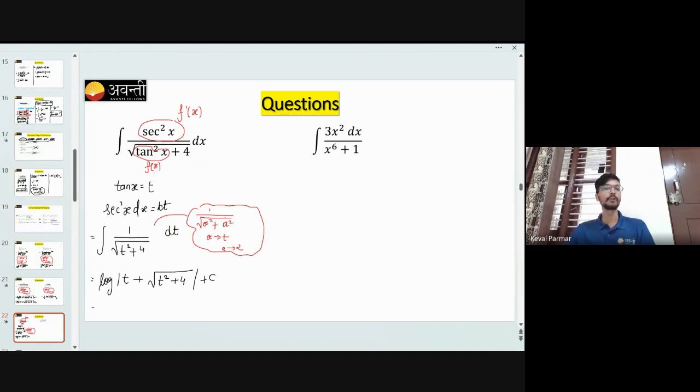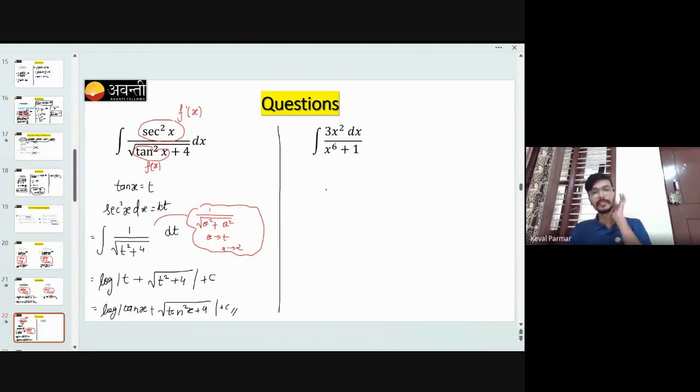Now last step, what we'll do? We'll resubstitute. In place of t, I will write tan x. So log mod of tan x plus under root of tan square x plus 4 plus c. This is my answer.